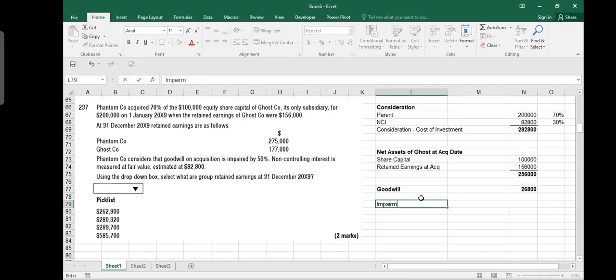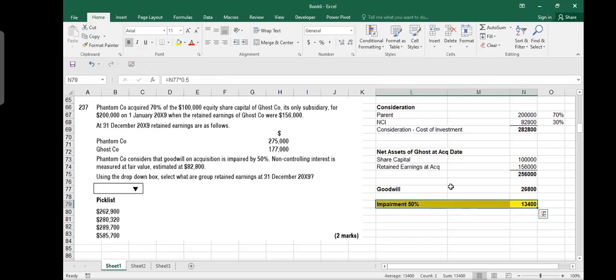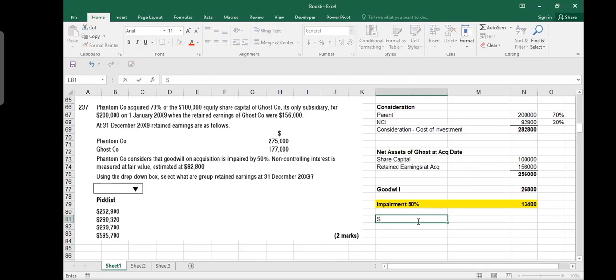Now, then what happens? You would say impairment, 50%. If 50% impairment has happened, it says that the goodwill on acquisition is impaired by 50%. So I take this multiplied by 0.5. So 13,400 is the impairment which has happened. Now this is what we have done, but they did not ask us to do it. Our target is to calculate group retained earnings.